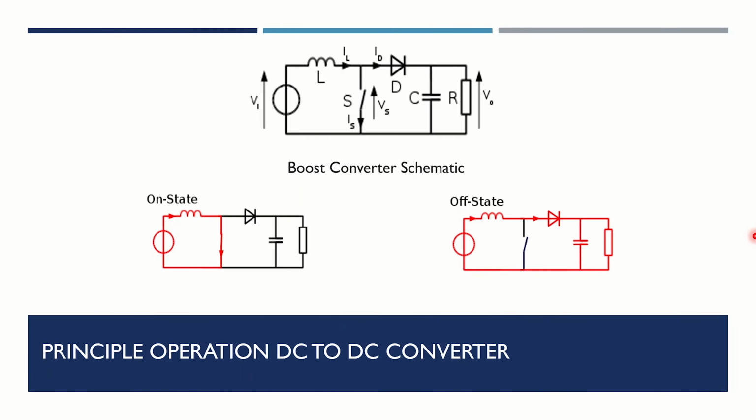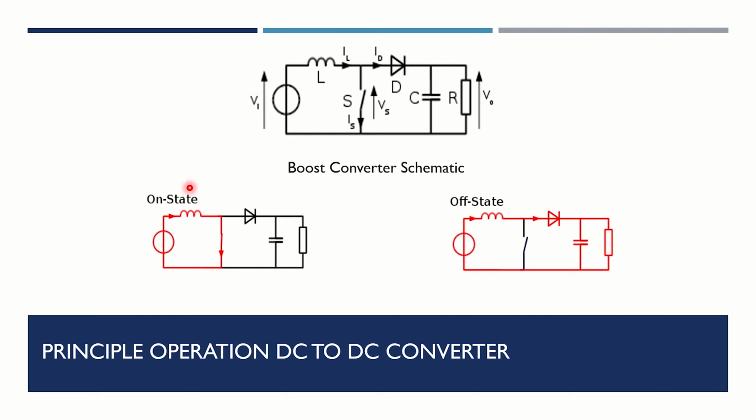Hi, I'm Lo Hong. I'm going to talk about the operation of the DC to DC boost converter. This is the schematic diagram of a boost converter. The inductor is connected directly to the source, and we are using two switches, which are the solid state switch and diode. Capacitor and load resistor is connected in parallel to the diode.